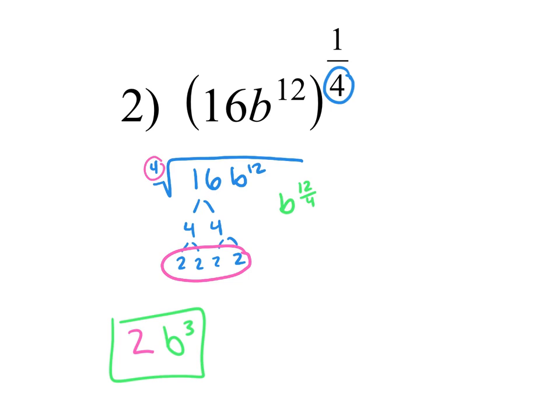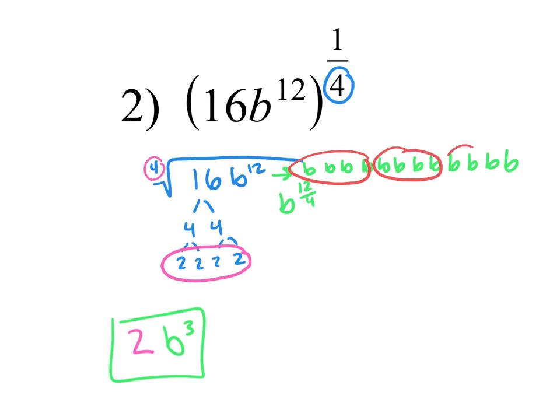So again, two different ways we could do this. We could write out all the b's, so b, and then circle groups of 4. So I have 4 here, and 4 here. So then I have 3 b's. This would be b to the third power. Thank you. Any questions here?